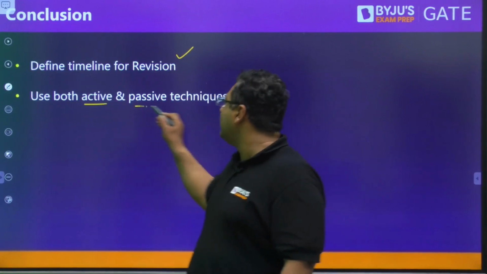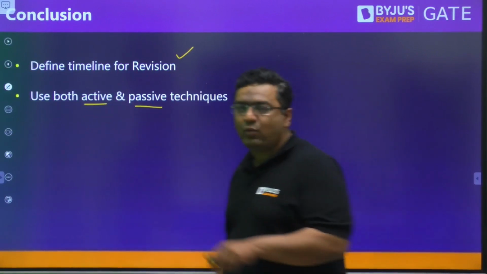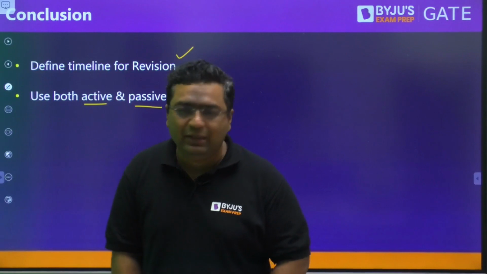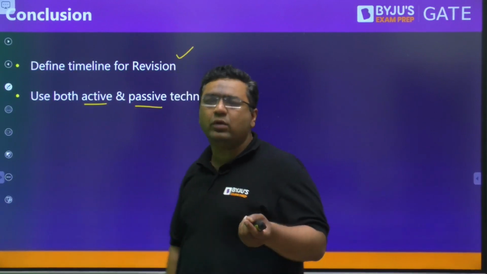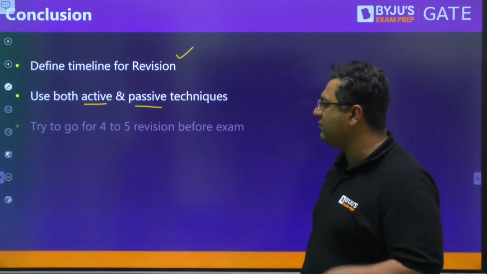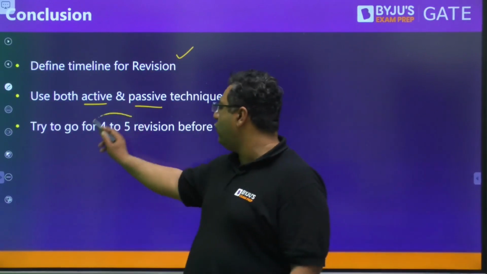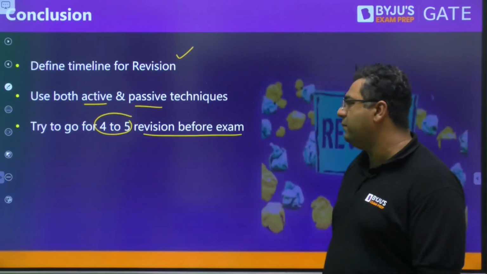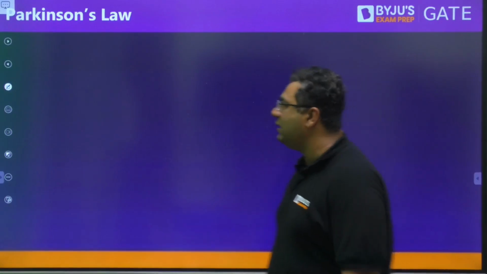Use both active and passive techniques based on your requirement and your availability. I have given you both active and passive techniques. Try to go for 4 to 5 revisions before the exam. And guys, as I said, this Parkinson's rule is very important.